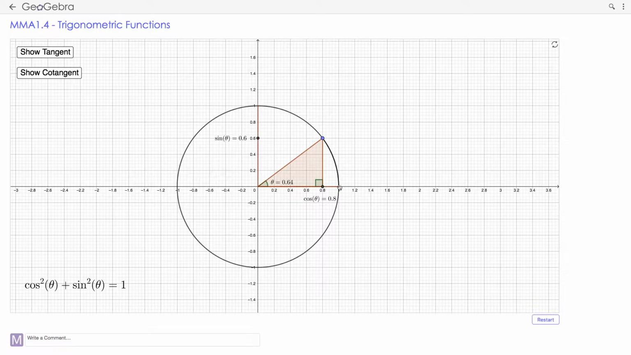So how does this correspond? Well, we start measuring here, and then we go up to here. And how long is this arc? It's 0.64, right? Then I get a point on the unit circle.